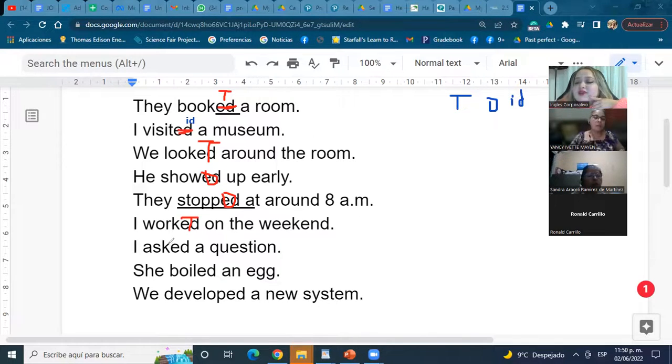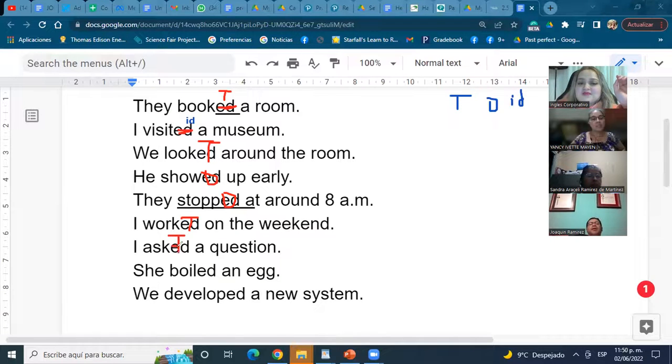What is the last sound of ask? ¿Cuál es el último sonido del verbo ask? That's the question. What is the last sound of ask? K. No vibration. It's going to be a T.